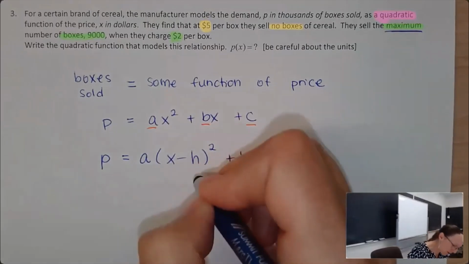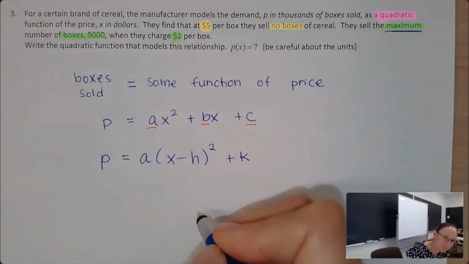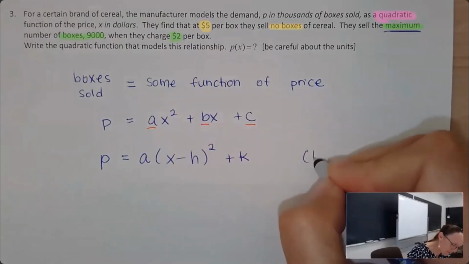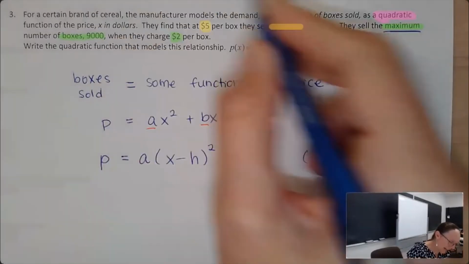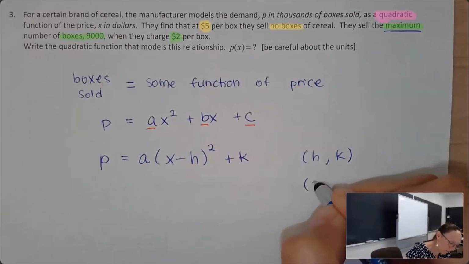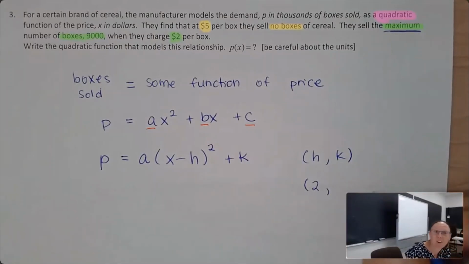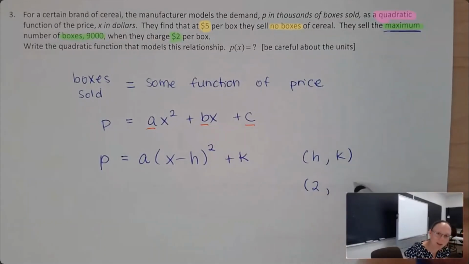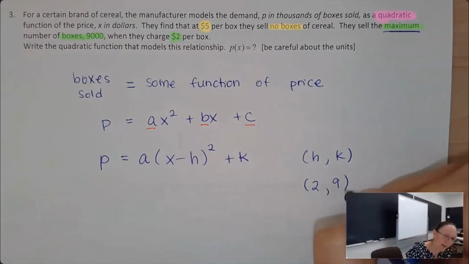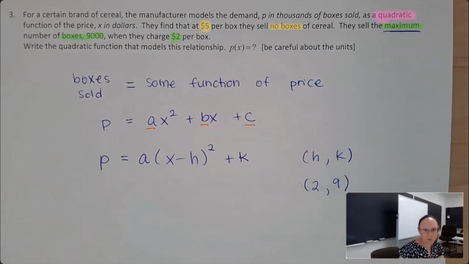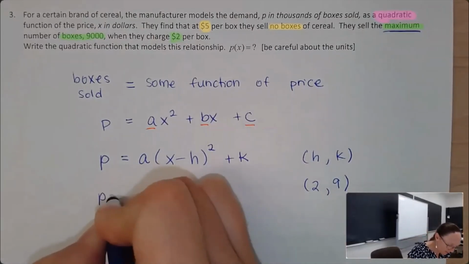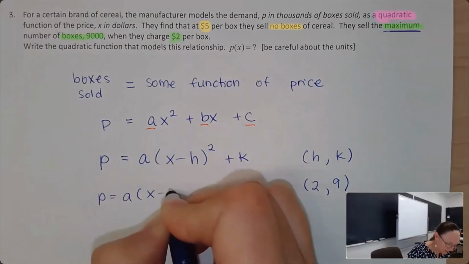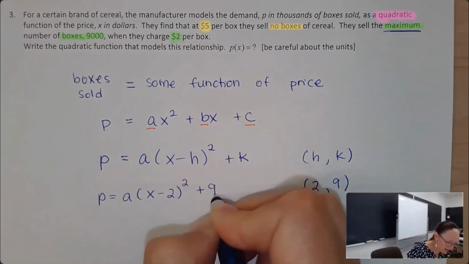We know that when we charge $2 per box, so here our vertex would be h comma k. And in this statement of the problem, we know that when we charge $2, we sell 9,000 boxes. And there is a note to be careful about the units because it says P in thousands. So rather than 2 comma 9,000, this would just be 2 comma 9. So now I know in the equation, I'd have P is equal to A times x minus 2 whole thing squared plus 9.